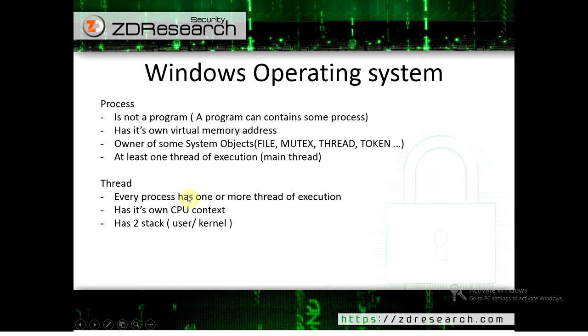This behavior is called context, and when the CPU switches between various threads, this process is called context switching. And every thread has two stacks, a user mode stack and a kernel mode stack, and we will show you later in our lab that you can see the stacks of some threads in the debugger.